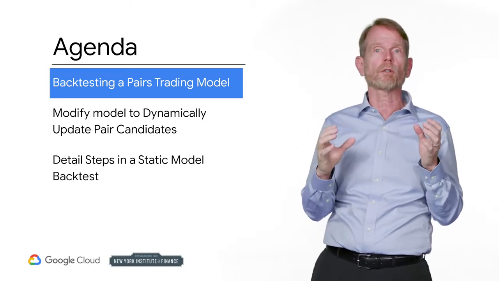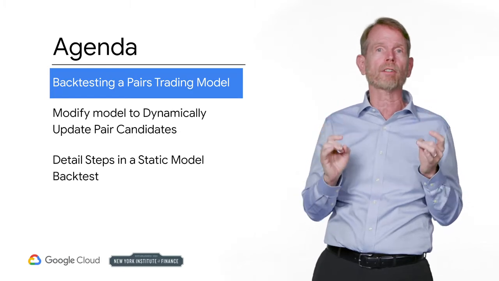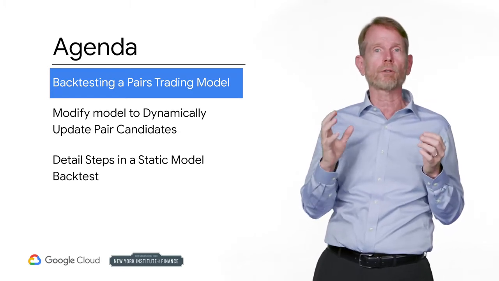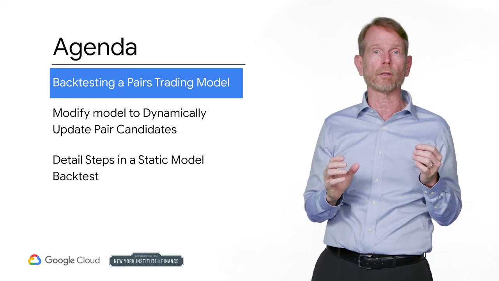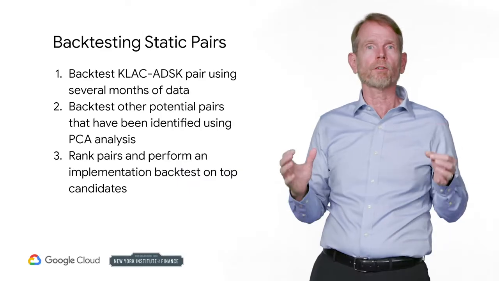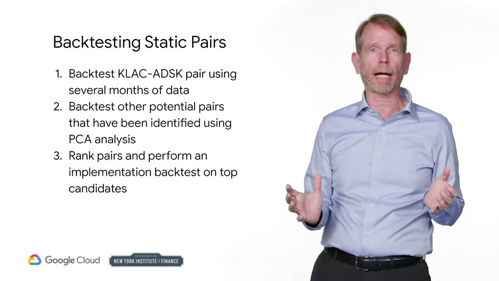In previous lessons, you also learned about the basics of backtesting. I encourage you to review those materials if you need to. We will pick up where we left off with backtesting. You could backtest on static pairs or dynamically updated pairs. First, let's talk about static pair backtests.